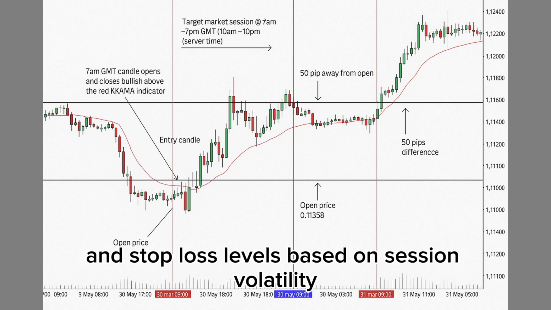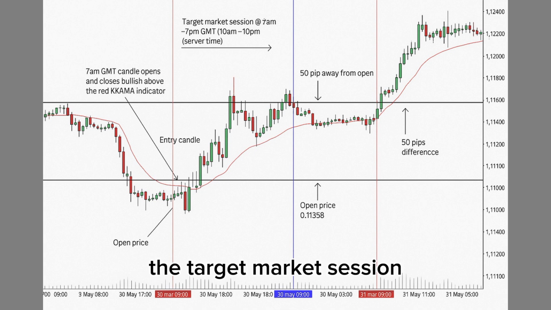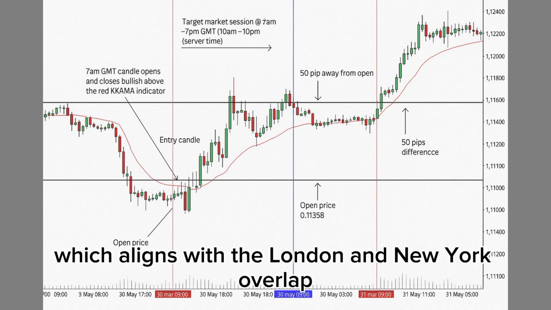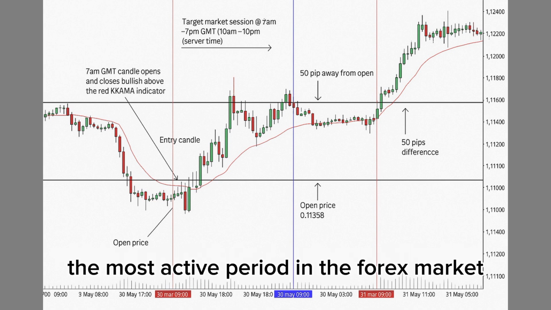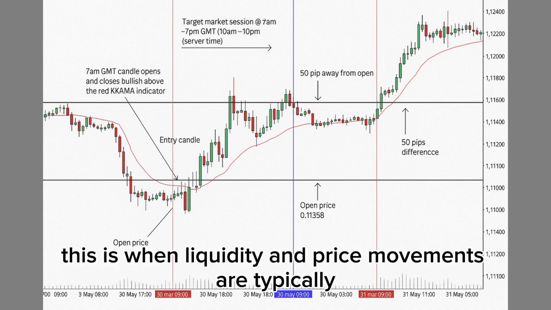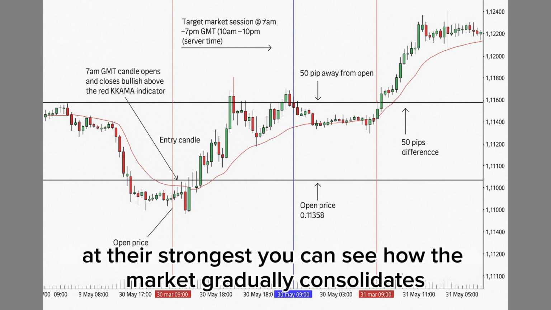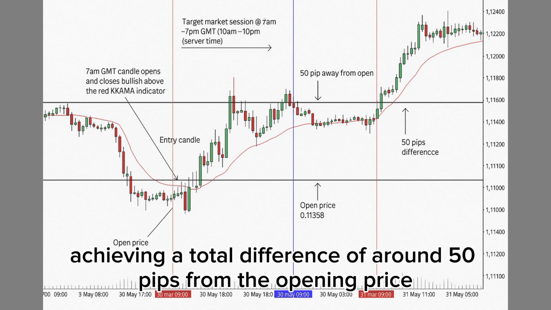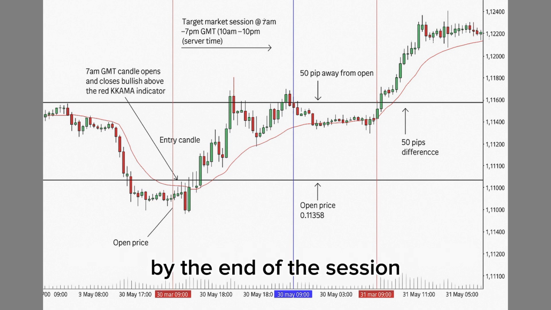The target market session, as shown in the chart, runs from 7 a.m. to 7 p.m. GMT, which aligns with the London and New York overlap, the most active period in the Forex market. This is when liquidity and price movements are typically at their strongest. You can see how the market gradually consolidates after the initial move and then resumes its bullish momentum, achieving a total difference of around 50 pips from the opening price by the end of the session.